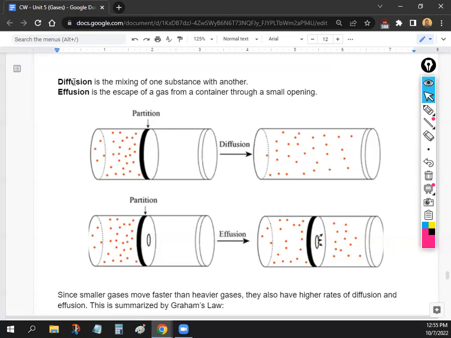All right. So now we got to talk about the speed or the rate at which these gases effuse and diffuse.